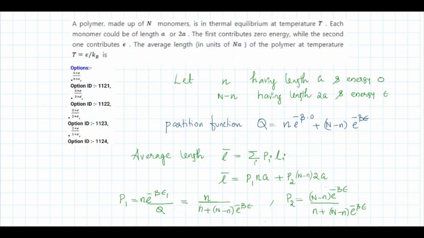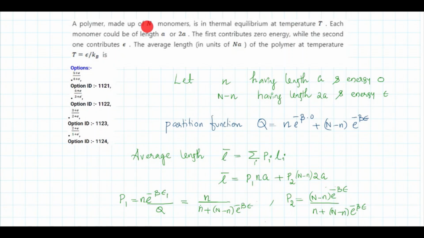Next question, again from statistical mechanics. A polymer made up of N monomers is in thermal equilibrium at temperature T. Each monomer could be of length A or 2A. The first contributes 0 energy while the second one contributes epsilon. The average length, in units of NA, of the polymer at a temperature T equal to epsilon by Kb is? Kb is the Boltzmann constant. So you have to find the average length.